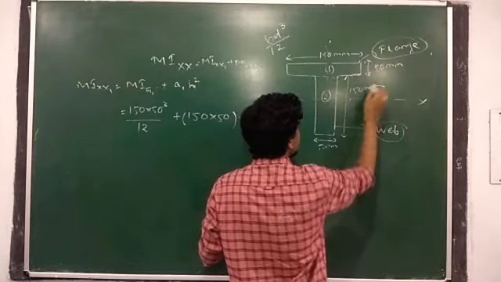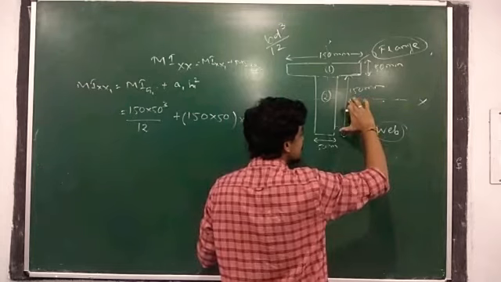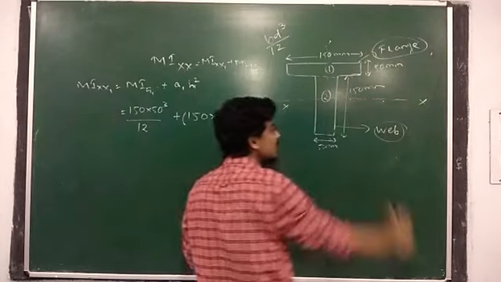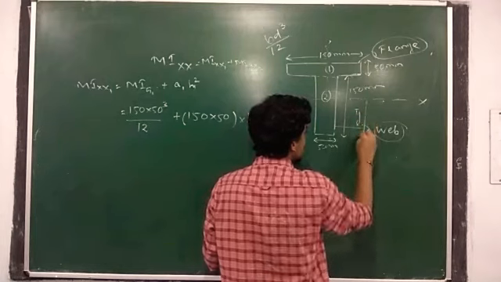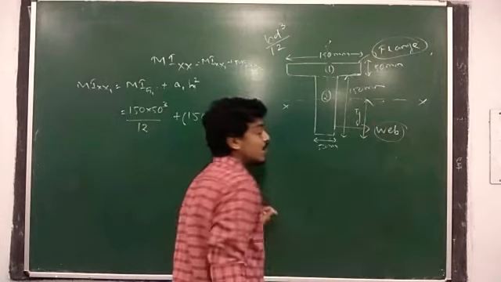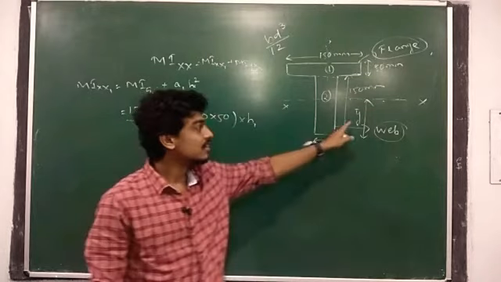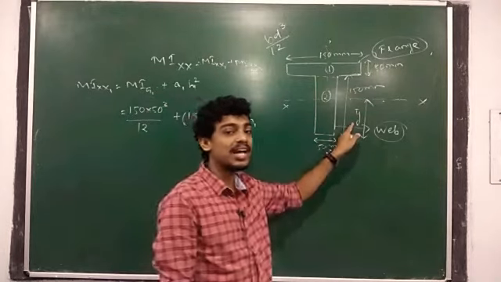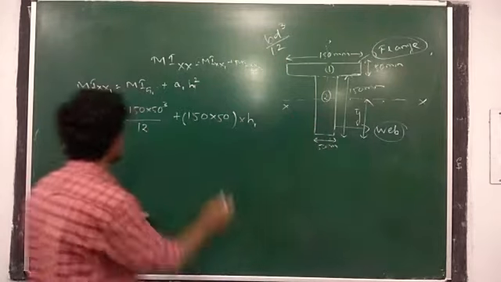Here I just take one imaginary x-axis, but I did not know this distance. So this distance you have to calculate. So suppose this distance is y bar. So how to calculate y bar? Remember my previous lecture. Y bar can be calculated by using the formula A1 Y1 plus A2 Y2 by A1 plus A2.